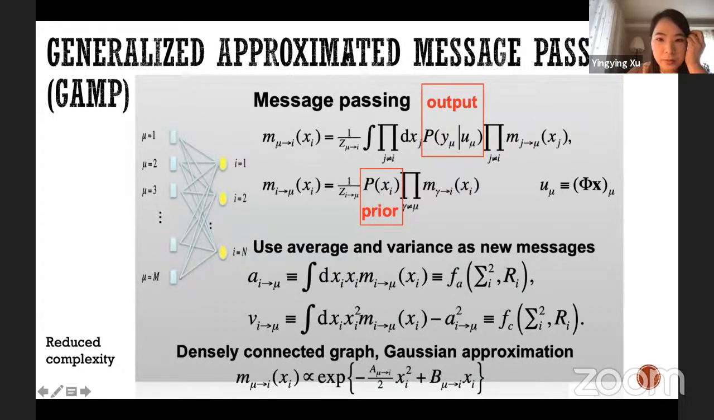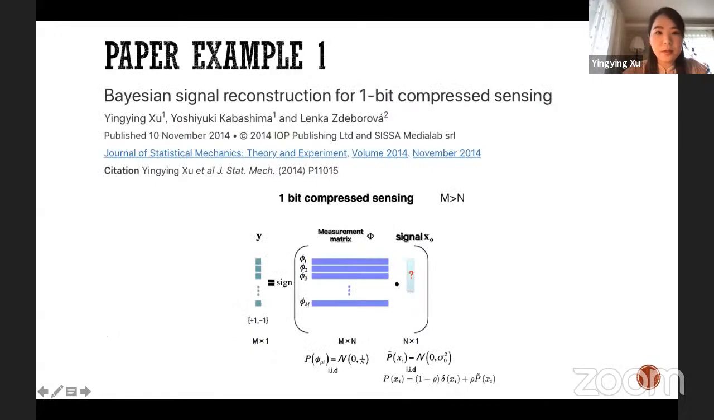And the approximation is, instead of using the direct message, we use the average and variance of the message as the new messages. And by doing that, the message can be approximately expressed by a Gaussian approximation. So all the updates will just be matrix multiplication. The complexity is dramatically reduced by this approximation.